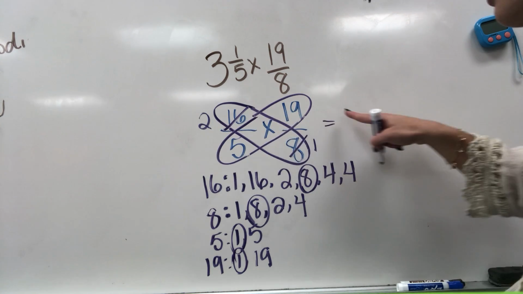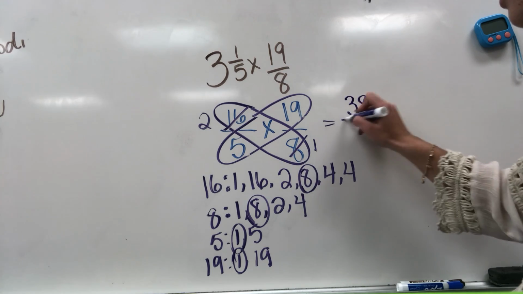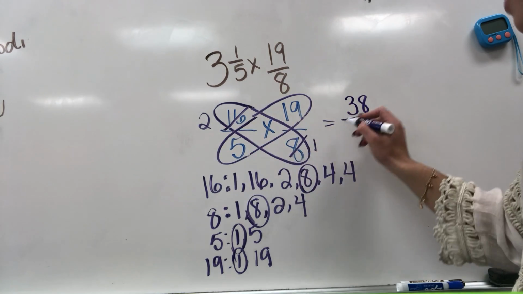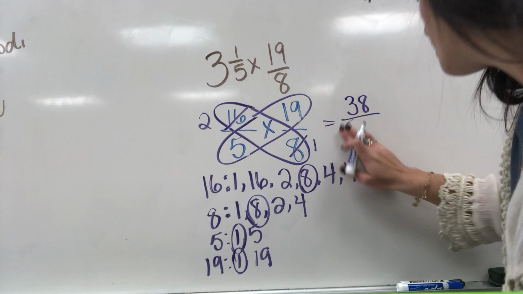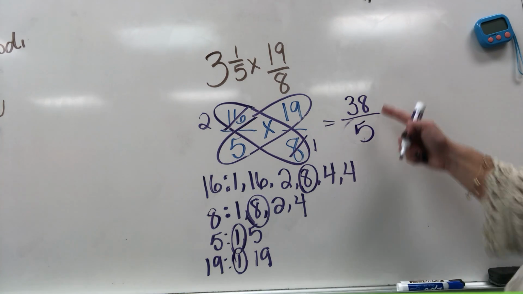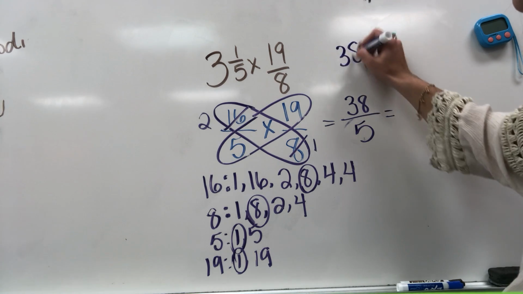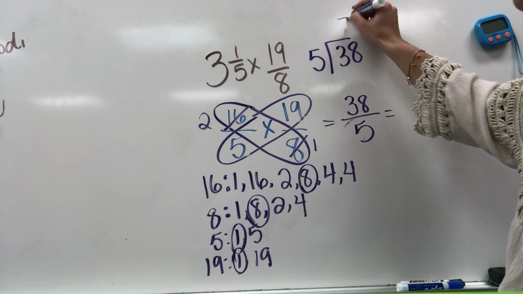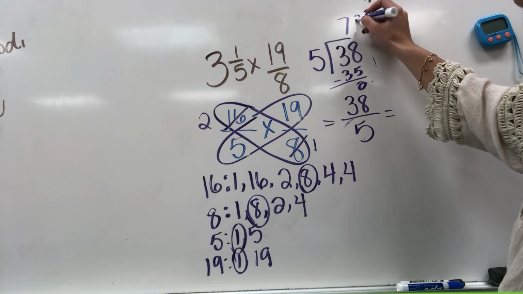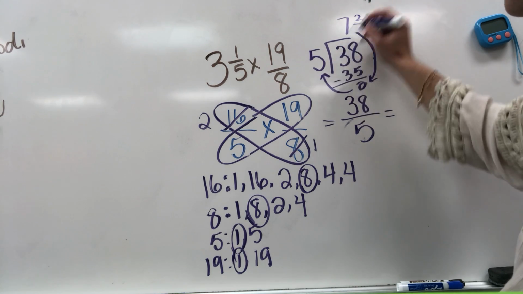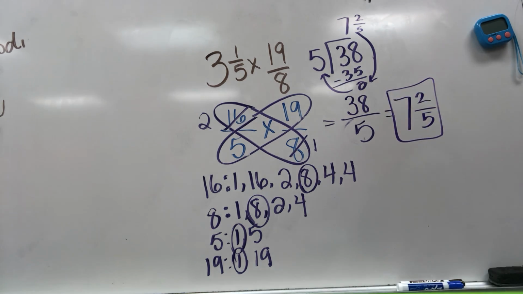Now I am going to do it the traditional way, and I'm going to multiply across and get 38 from 2 times 19, and then 5 times 1 is going to be 5. And now I'm going to make 38 fifths into a mixed number by dividing out if I need to, or I can do it in my head. This would be 35, subtract 2. I'm going to go around the world, and 7 is my whole number with 2 as my numerator and 5 as my denominator. So my product, or my answer, is 7 2/5.